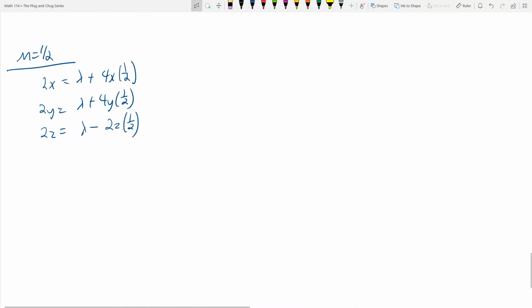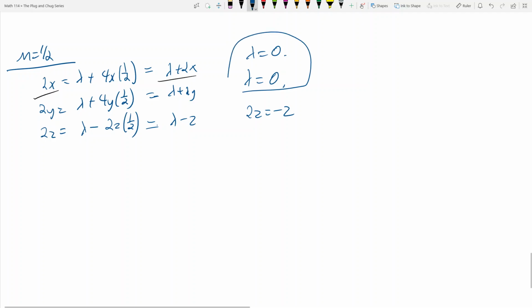So we check mu equals 1/2, and what do I get? Well, on the right-hand side, this becomes lambda plus 2x. This becomes lambda plus 2y, and this bottom one becomes lambda minus z. And do you see what goes wrong? Well, now I have 2x is equal to lambda plus 2x. So if I subtract x from both sides, I get lambda equal to 0. All right. And now here, I got 2y is equal to lambda plus 2y. And if I subtract that, I get lambda is also equal to 0. Okay. And now at the bottom, I know lambda is equal to 0. So then 2z is equal to negative z, since lambda is equal to 0 from up here.